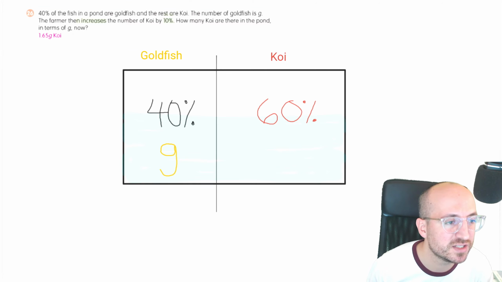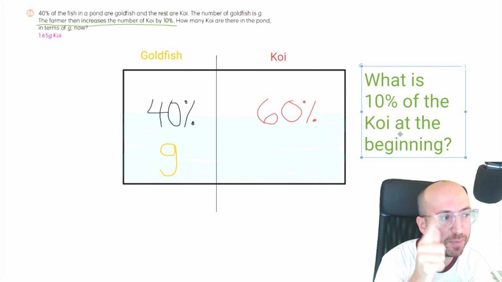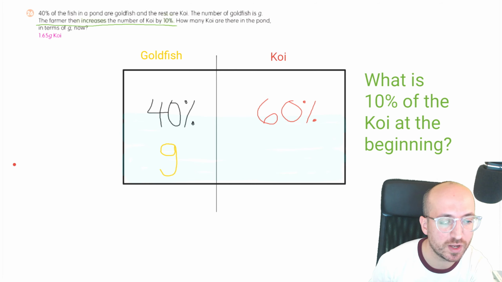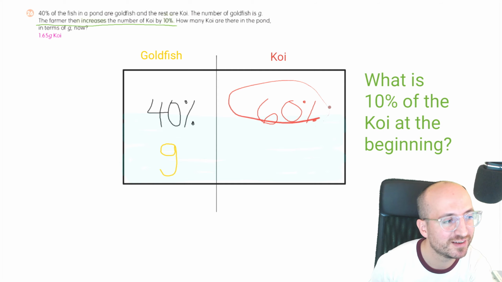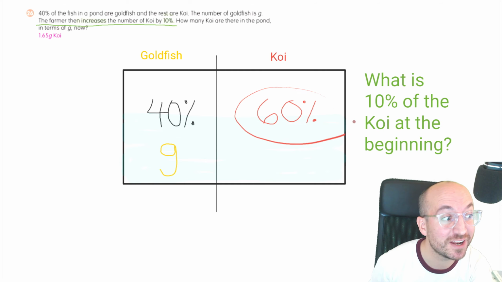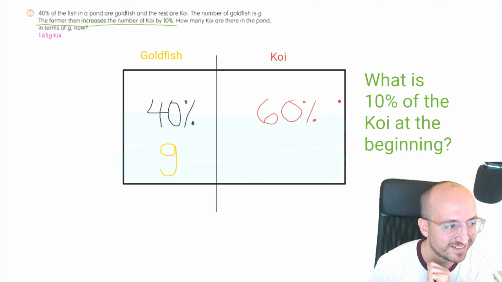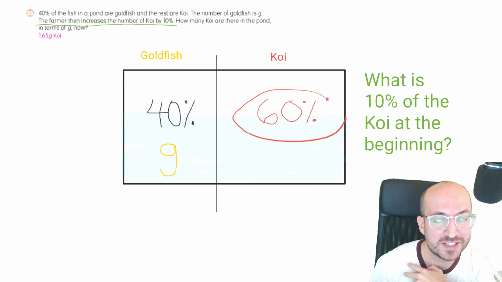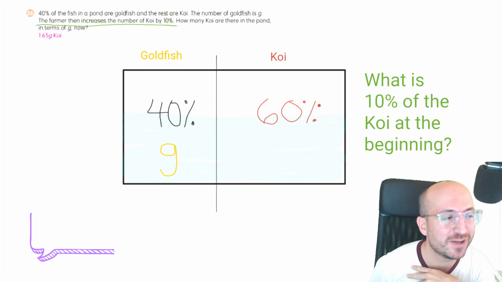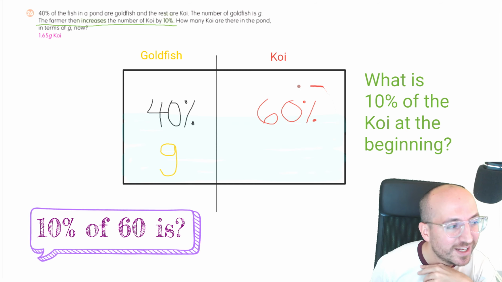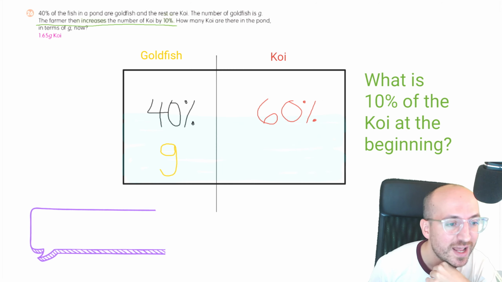And it probably has to do with this key sentence here. The farmer increases the number of koi by 10%. What's 10% of the koi? That would be this number right here. What is 10% of this? It's like a part of a part, right? You can divide this by 10. You could get a tenth of it.